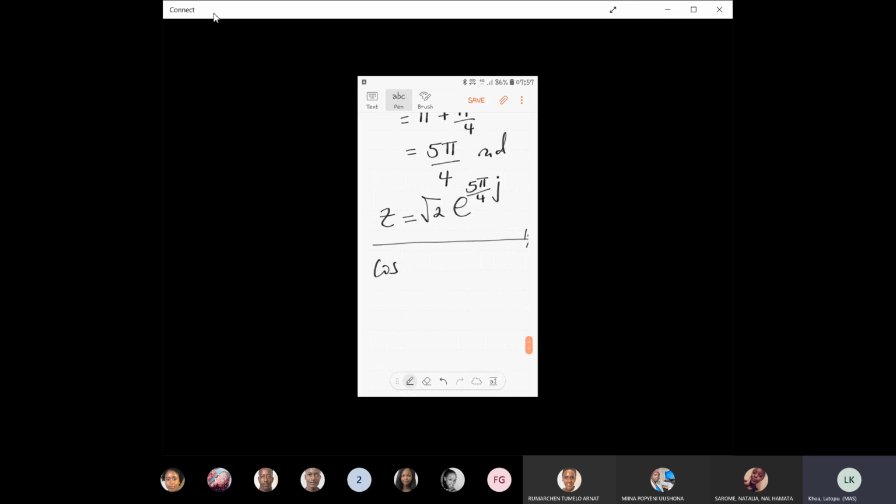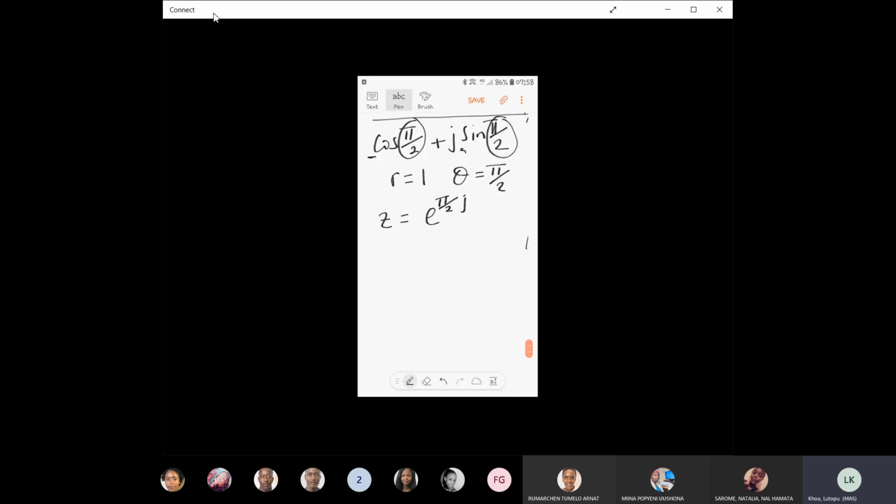Okay, what if it's given in this form? Cos pi over 2 plus j sine pi over 2. Now this is in polar form. R and theta are given. There's no coefficient there, that means R is equal to 1. And here theta is just the angle you're taking sine and cos of, so this is pi over 2. So to rewrite this one, my z will be equal to 1, I don't need to write it, so this is e to the power of pi over 2 times j. That's how we do it.